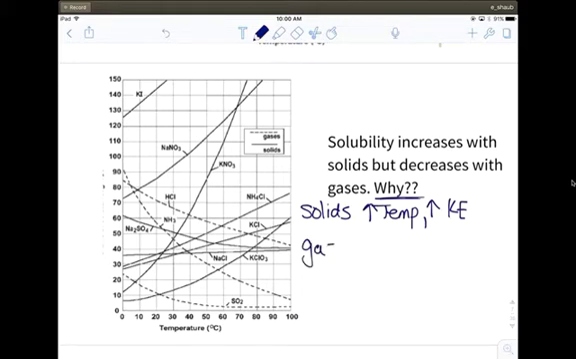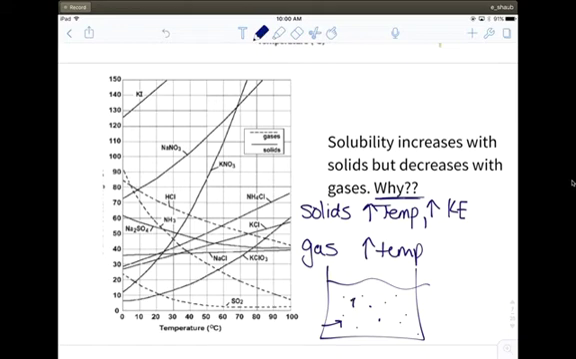But with gases, if you're increasing the temperature, so if we think of this solution here, and let's say I have a whole bunch of gas particles, if I increase the temperature of those gas particles, they're going to move around a lot quicker. And they're going to actually want to escape the solution. And so there's going to be less of those gas particles left after I increase the temperature.